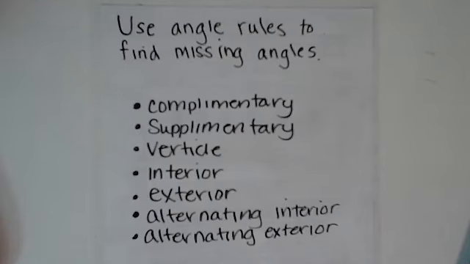Hello there. Today we are looking at how to use angle rules to find missing angles. During this video we will cover complementary angles, supplementary angles, vertical angles, interior angles, exterior angles, alternating interior angles, alternating exterior angles, corresponding angles, and consecutive angles.